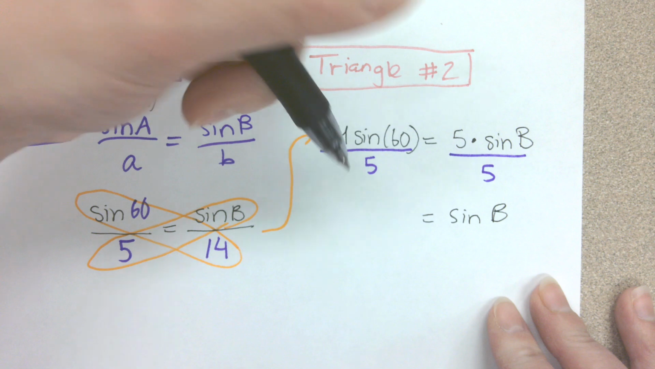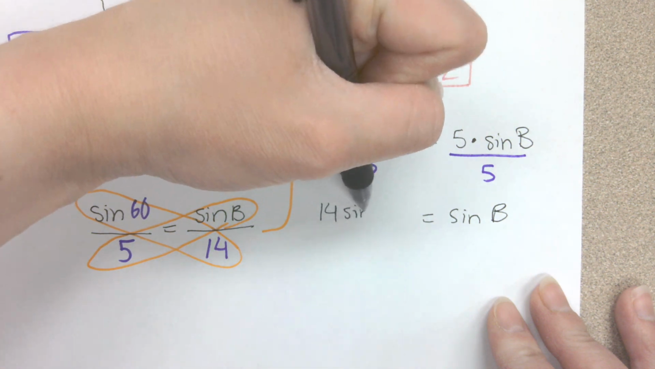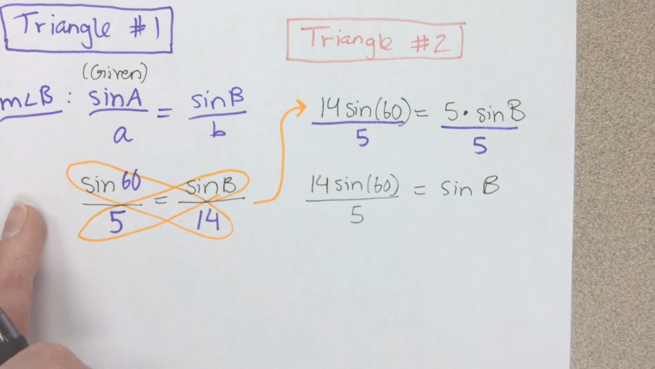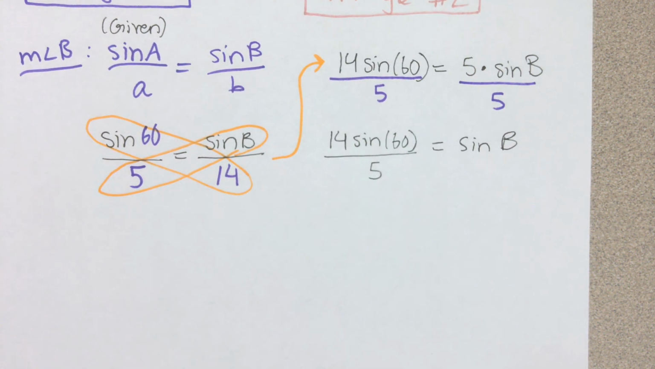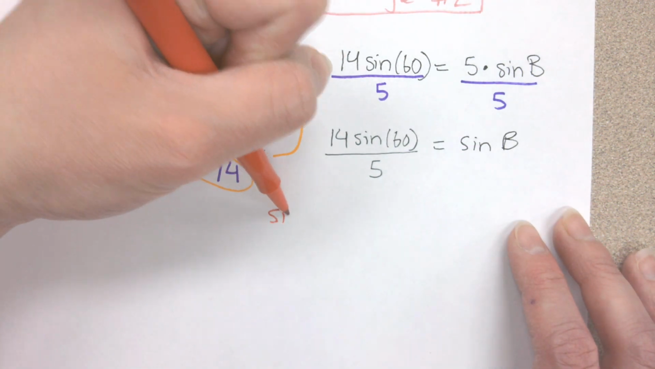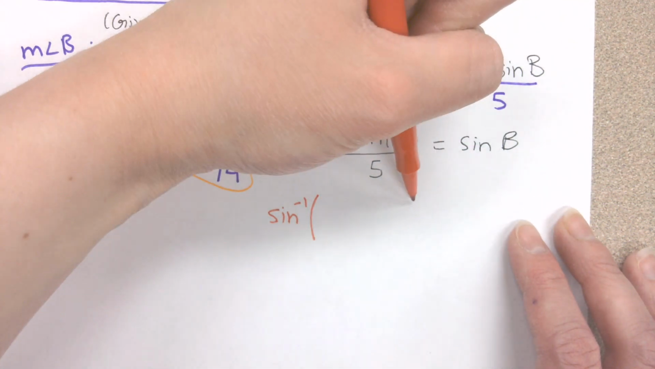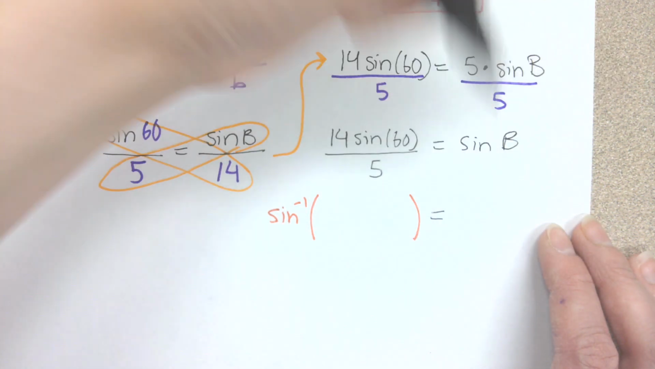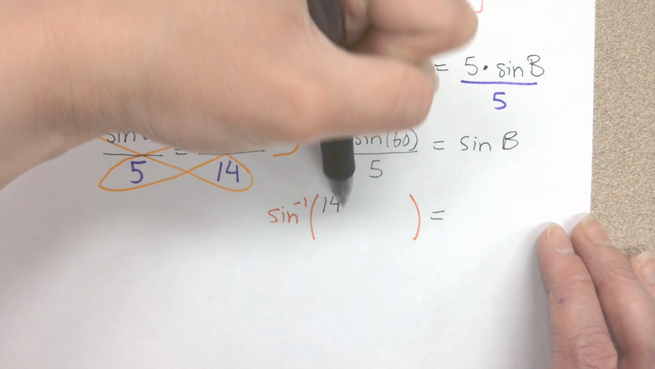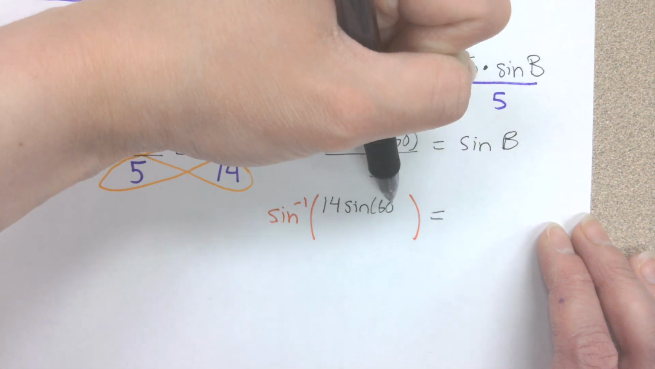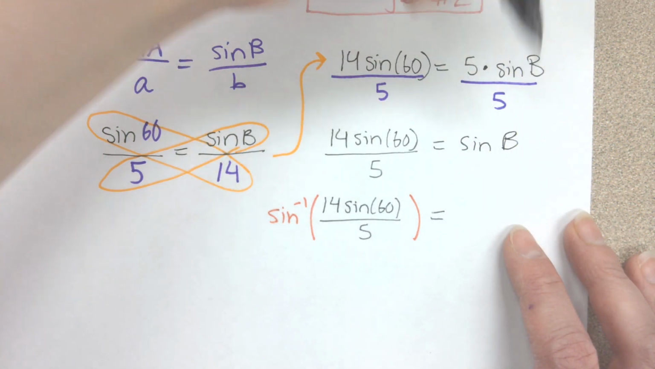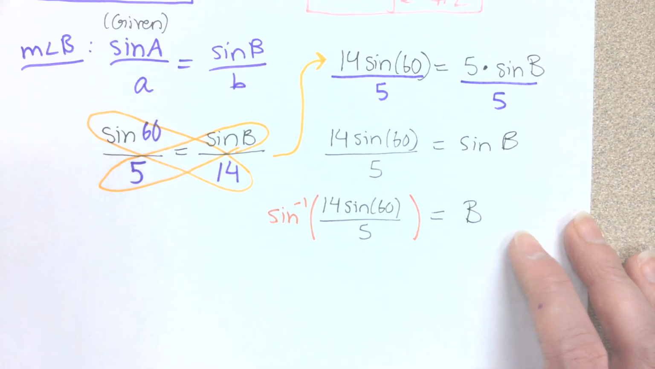Sine of B equals that fraction. And then we need to move the sine to the other side, so we have to use inverse sine to do that. So when it switches sides, it gains a -1 there. Bring that whole fraction down. 14 sine of 60 over 5 equals, right side, that sine is now gone, it flips sides, so it's just B.